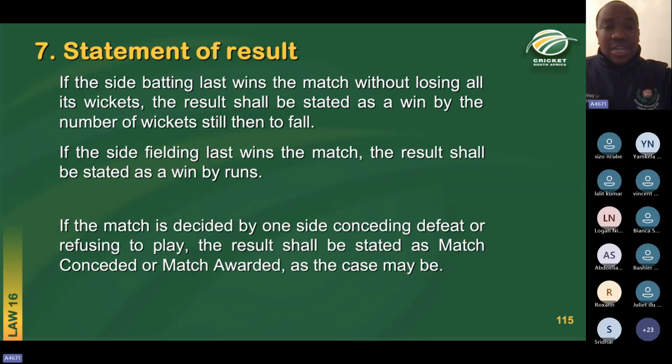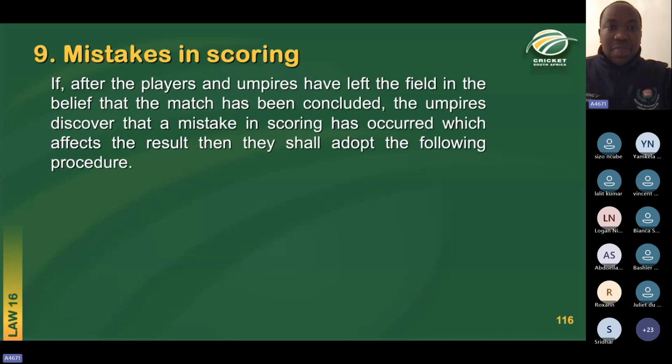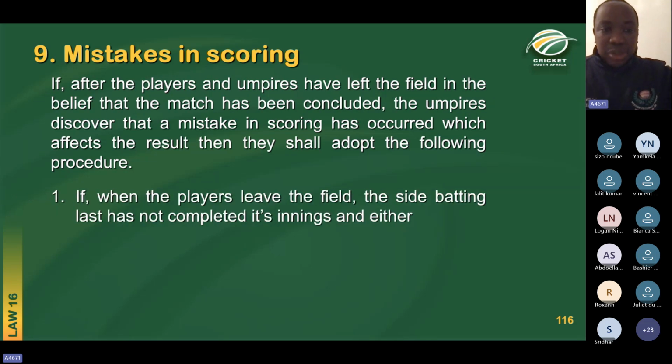If the match is decided by one side conceding defeat or refusing to play, the result shall be stated as match conceded or match awarded, whichever the case might be. What happens if there are mistakes in scoring? Law tells us that if, after the players and umpires have left the field in the belief that the match has been concluded, the umpires subsequently discover that a mistake in scoring has occurred which affects the result, then they shall adopt the following procedure.